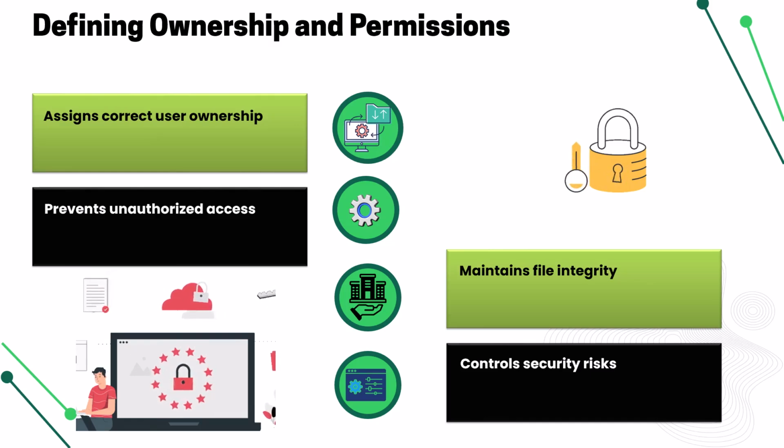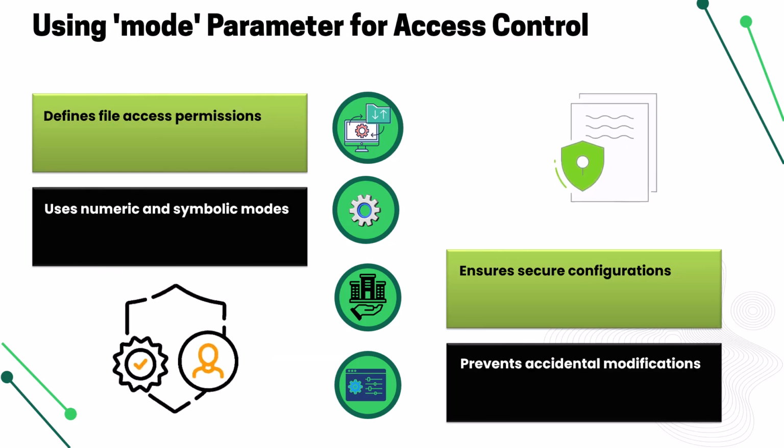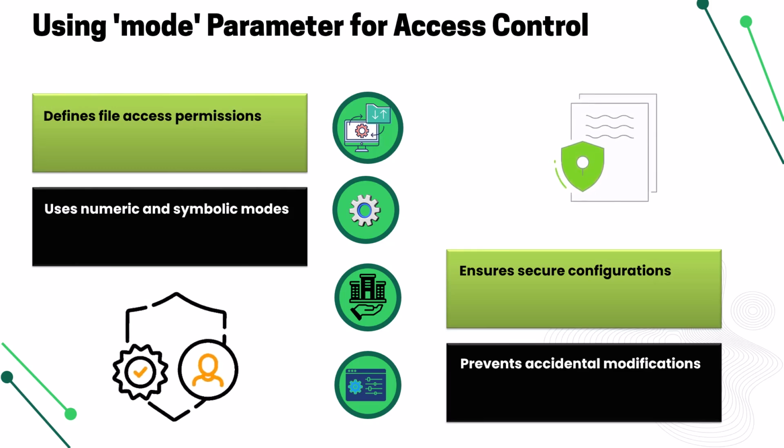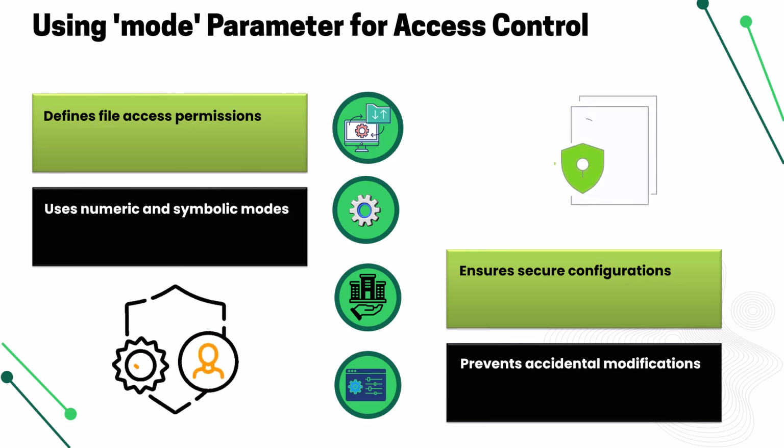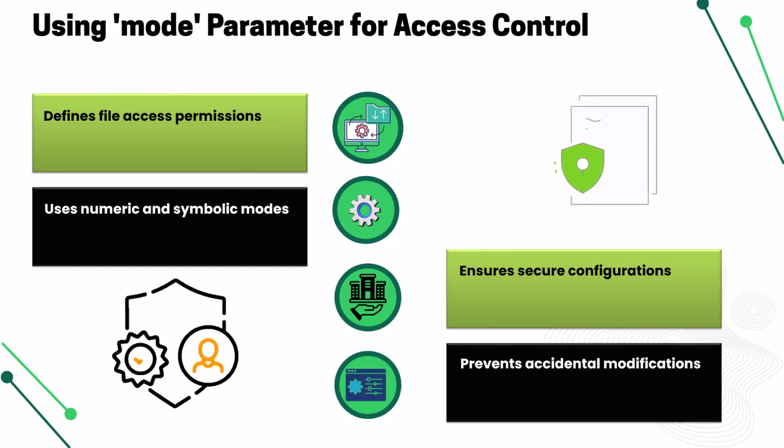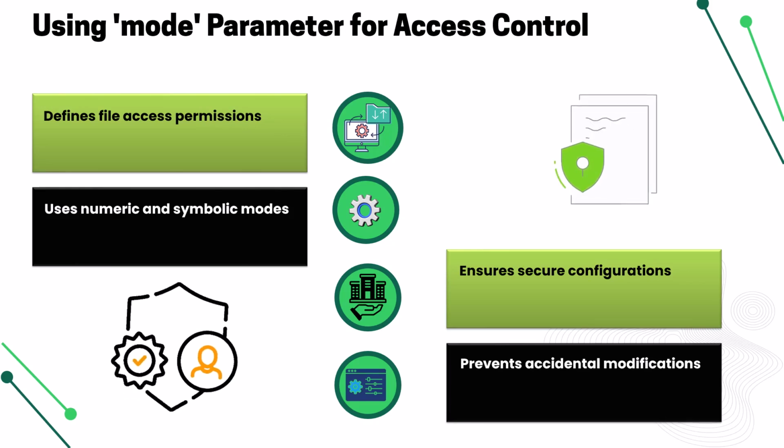Ownership and permissions, the guardians of security. Assigning the right users prevents unauthorized file access. Without this, even your cat could modify critical configs. Set permissions wisely, and you'll sleep peacefully knowing your files are safe from uninvited guests. The mode parameter, the bouncer at the club, deciding who gets access and who doesn't. Whether it's read, write, or execute, setting it correctly avoids disasters like accidental file overwrites. And trust me, permission errors are a pain you don't want to experience.